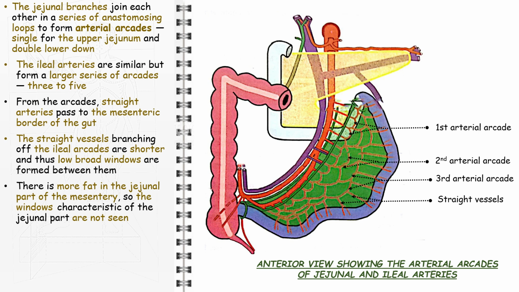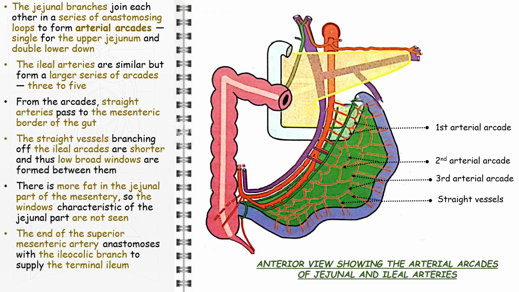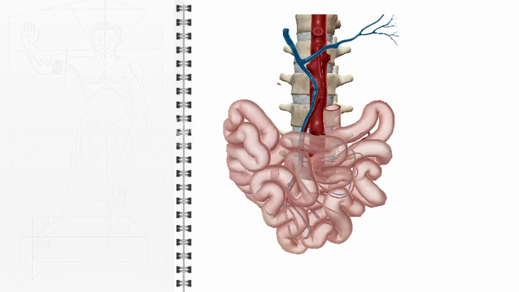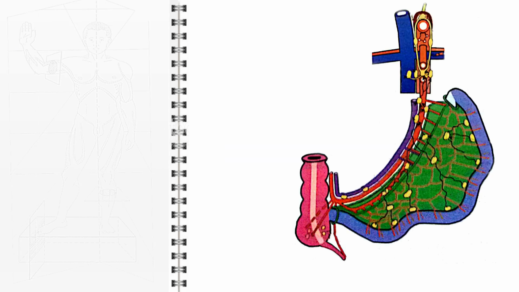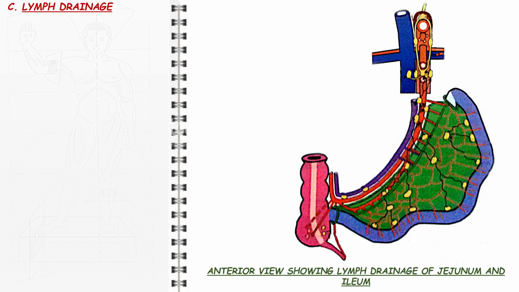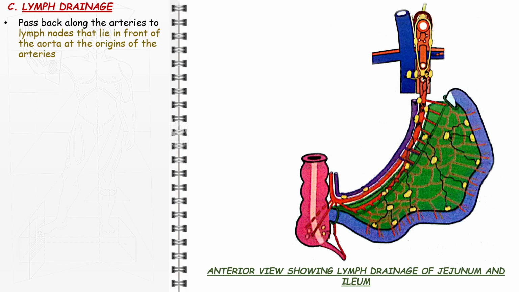The end of the superior mesenteric artery itself supplies the region of the ileal diverticulum, if present, and anastomoses with the arcades and with the ileocolic branch to supply the terminal ileum. The veins all correspond to the arteries and thus drain to the superior mesenteric vein. The lymph drainage of the jejunum and ileum passes back along the arteries to lymph nodes that lie in front of the aorta at the origins of the arteries.